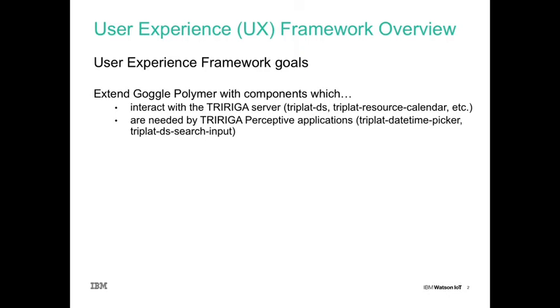We extend Google Polymer with components which are needed by TRIRIGA Perceptive applications. Some of the things that applications in TRIRIGA typically might want to do is allow you to pick a date and a time, or allow you to search for items in TRIRIGA. And lastly, we extend Google Polymer with components which make developing UX applications easier. Components like TriBlock app layout are designed to offload some of the complexities that you as an application developer might need to handle.